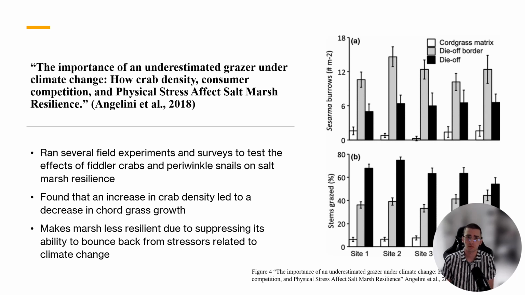And so this study concluded that an increase in crab density led to a decrease in cordgrass growth, and that it makes the salt marsh less resilient due to suppressing its ability to recover from stressors related to climate change that can decrease the amount of cordgrass.